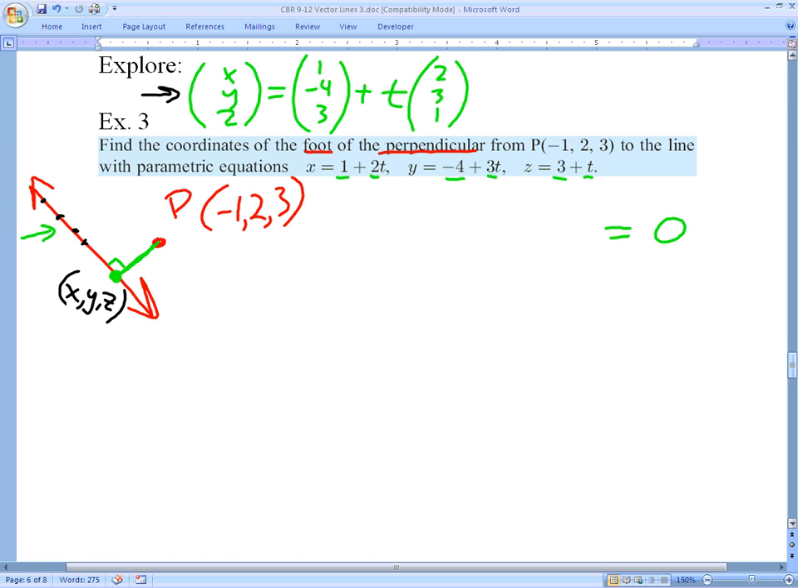And I need to create another 2 vectors so that I can do my dot product. One of them we will get between this xyz value, the foot of my perpendicular, and point P. If I'm starting at this point, I'm going to call it F for foot. And I want to now find a vector FP. I subtract backwards, starting with P. And that would be -1 minus x, 2 minus y, and 3 minus z.